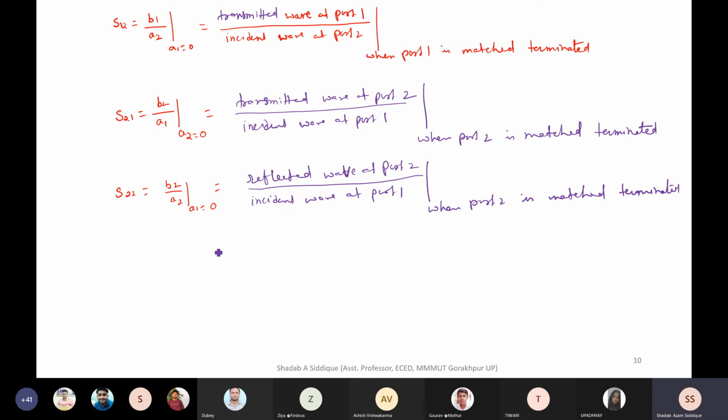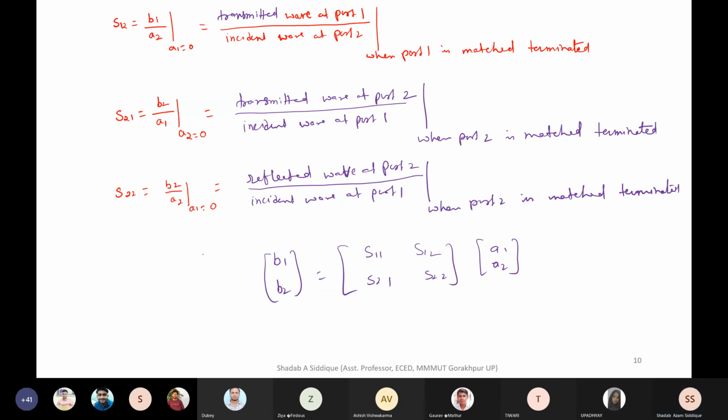Okay. So now we can write. If you represent in matrix form from equations 1 and 2, this can be written as B1, B2 equal to the matrix S11, S12, S21, S22, times A1, A2. Okay, so you can write it down this way.